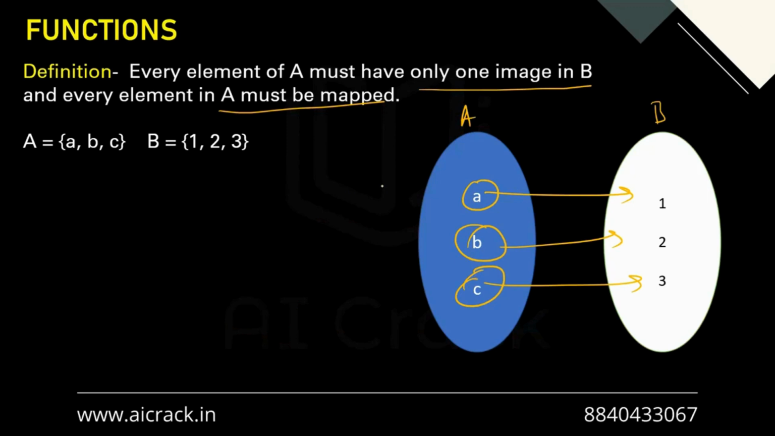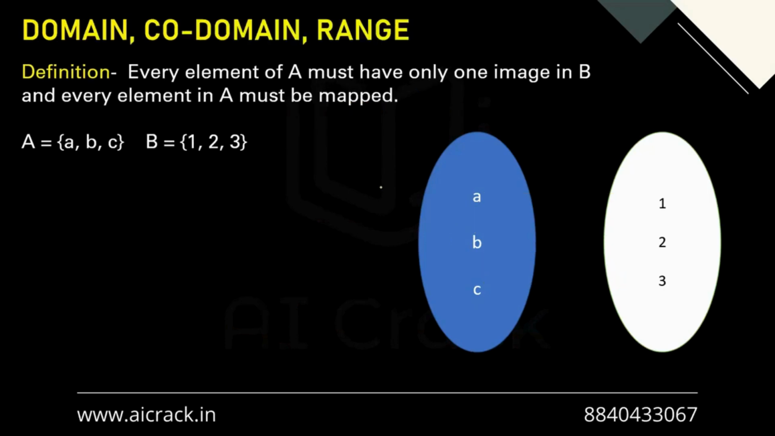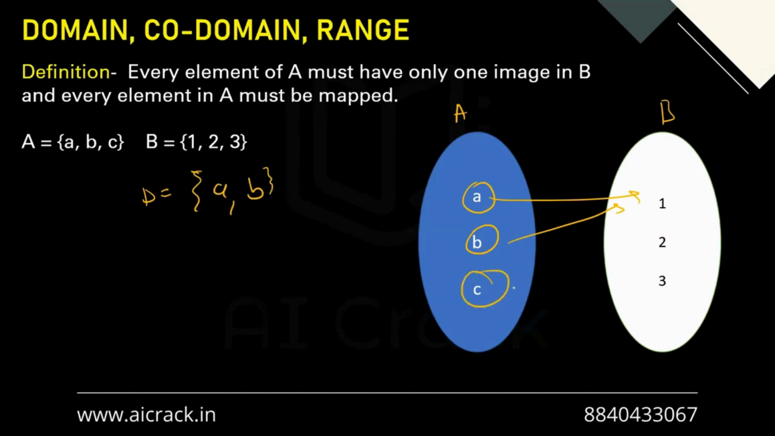Now, this would not affect anything, but there's a slight change in the implication of domain, codomain, and range. Let's say this is a set A, this is a set B. In case of relations, if this was the relation, domain would have been A comma B, right? But in case of functions, we know that every element of A must be mapped. So this has to go somewhere, right? So eventually, every element of A becomes a domain. So domain would be A comma B comma C, right?